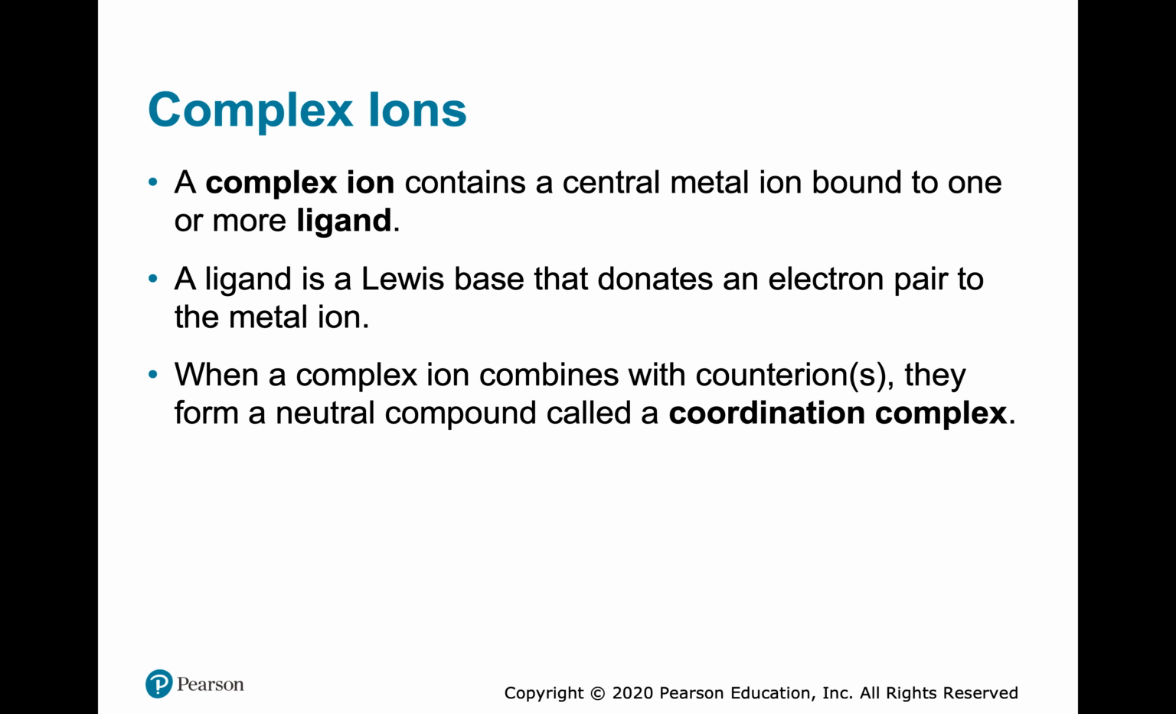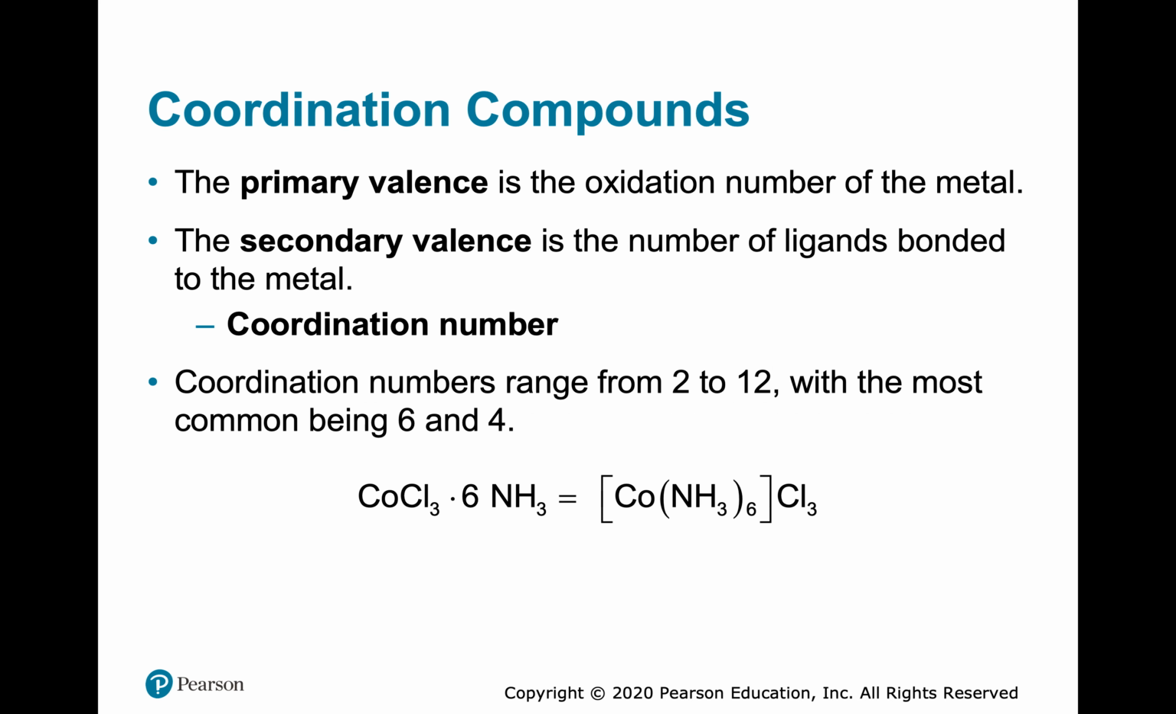Let's talk about crystal field theory. So let's talk about complex ions. It's complex, meaning it's got more stuff around it, and the stuff we give a name: a ligand. And what is a ligand? A ligand is a Lewis base that donates electron density into the central metal, and when you combine it with other ions, it becomes a coordination complex.